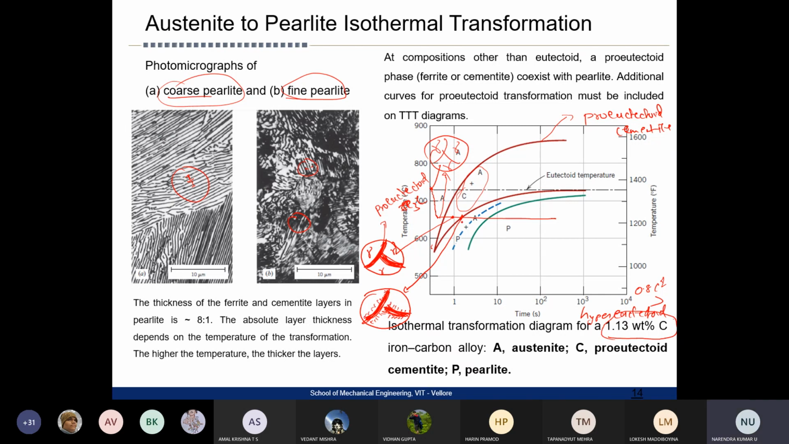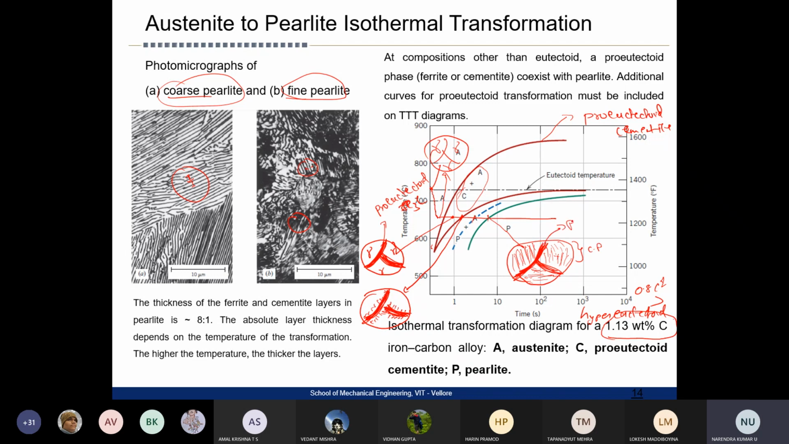So 0%, 50%, 100%. At 100%, when it is converted completely, then you get your pearlites. If you see carefully, I have made the interlaminar distance larger, indicating it's a coarse pearlite.